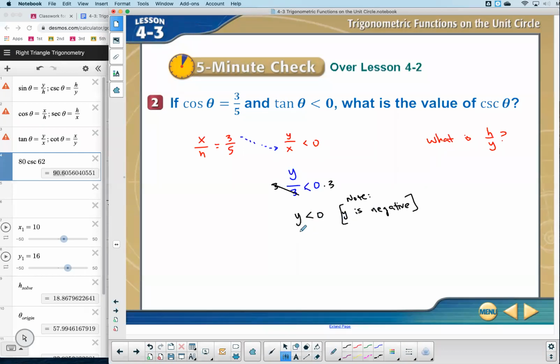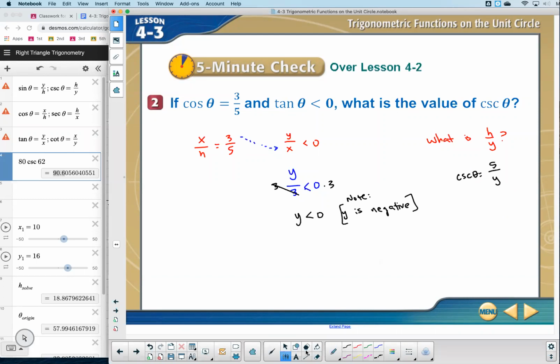You cool with that? Okay, and over here for our answer, we can also substitute. We know h is 5. So I know that it's going to be 5 divided by whatever y is. It'll be negative, but we know that. CSC of theta will equal 5 over whatever our negative y value is. Okay, so how do I solve this?